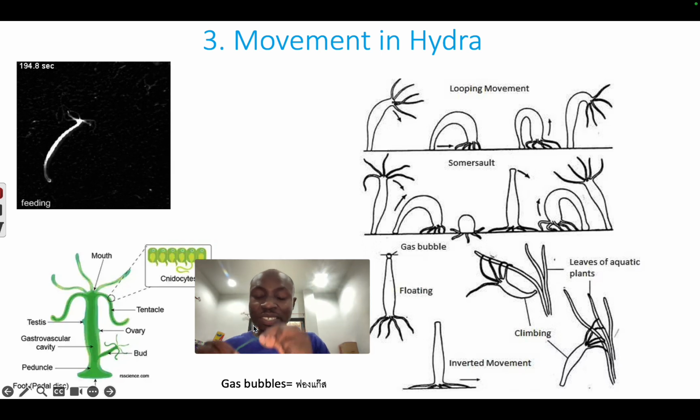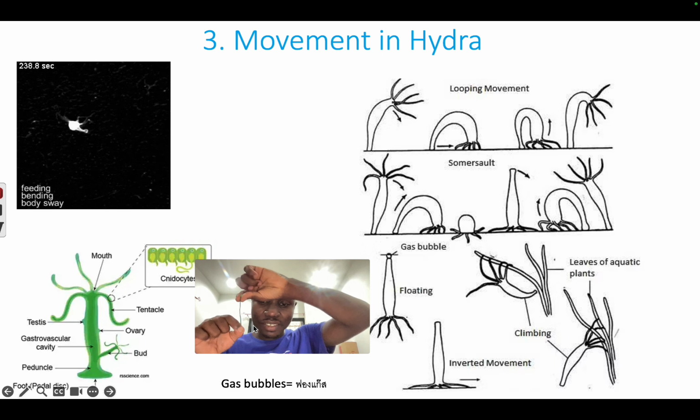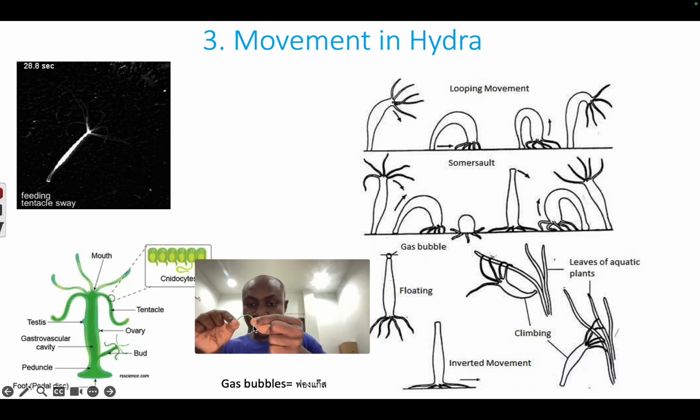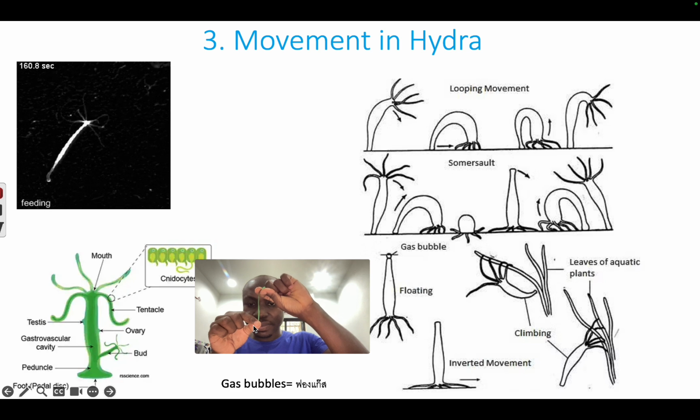Again, let me show you. So in looping, the hydra will bend the body like this, so the tentacle is on the ground, and next is going to push the foot to join the tentacle, and then it can stand up.